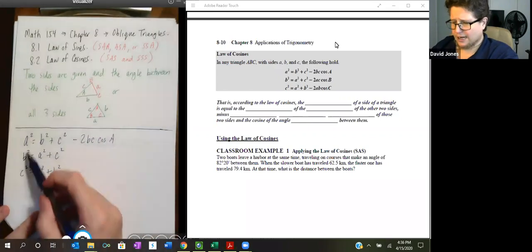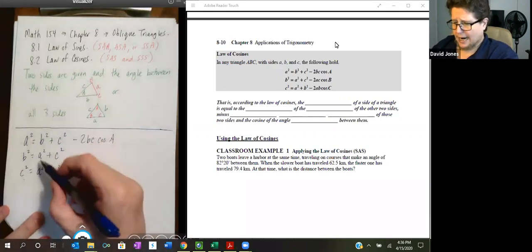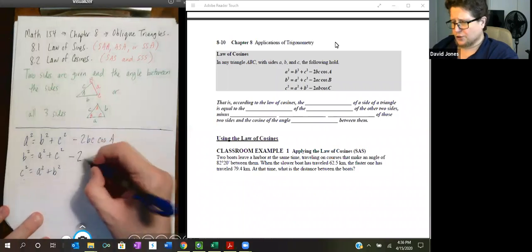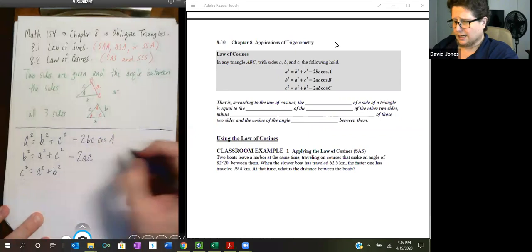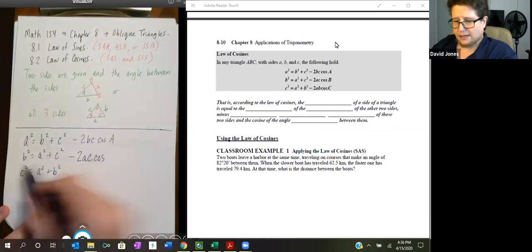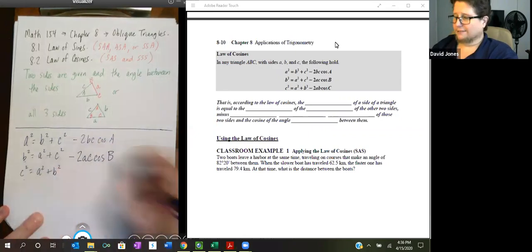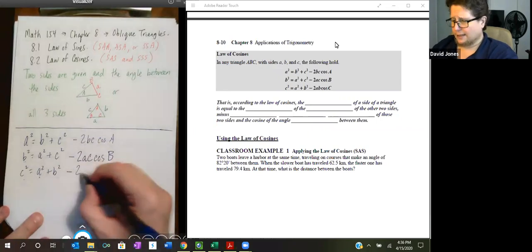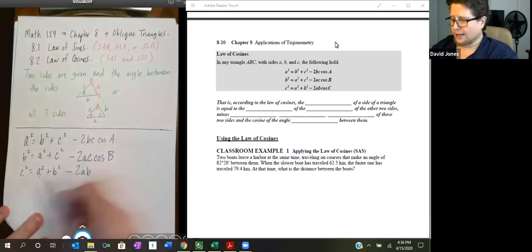And then whichever side we got squared, we add the squares of the other two sides, and then we do minus 2 times each of those sides times the cosine of that angle or that side over there. Here we're going to subtract 2 times A and B, and we're going to do the cosine of that angle over there.